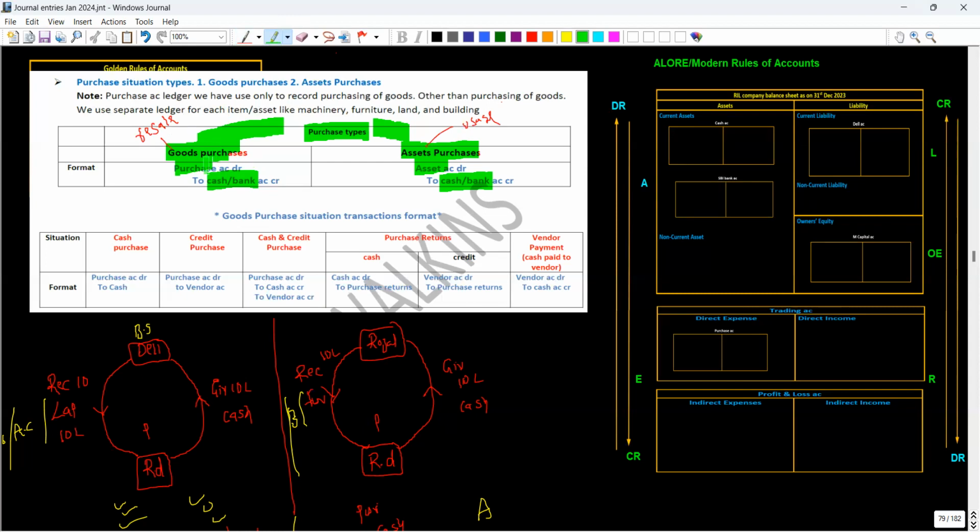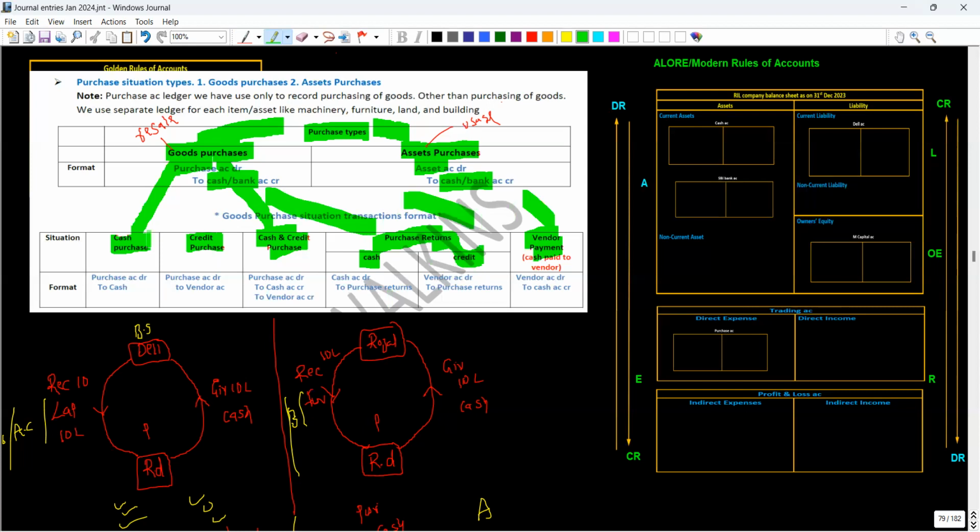So these kinds of situations or transactions will occur in the business. Again, under the goods purchases, we can classify the transactions like this. There can be goods cash purchases, and there can be goods credit purchase transactions, and there can be goods cash and credit purchases. And the next one is vendor payments. And the next one is goods cash purchase return and goods credit purchase return.